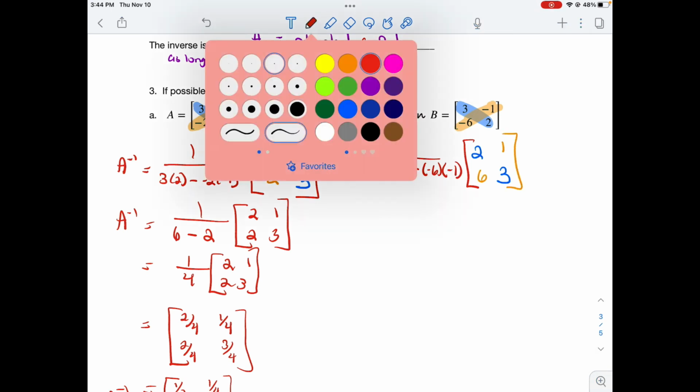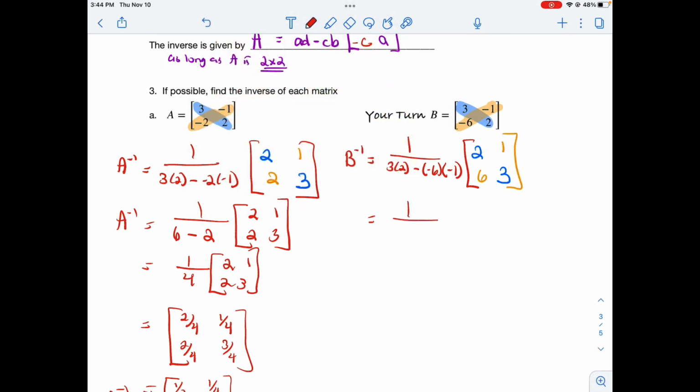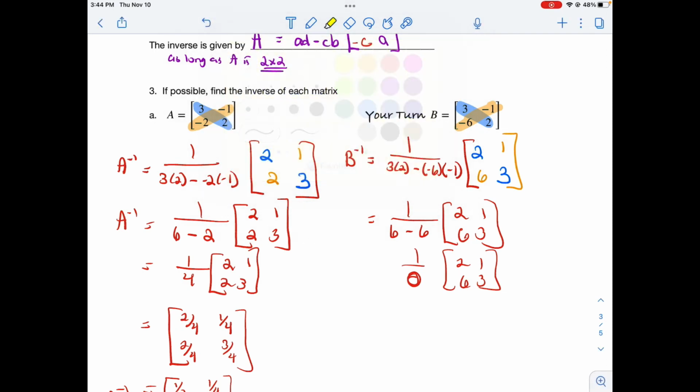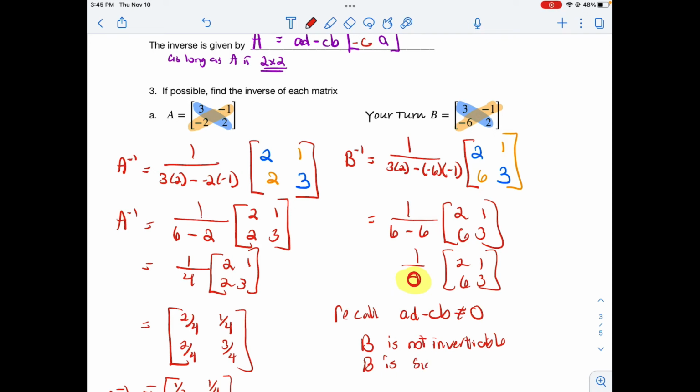Okay. Simplifying the fraction outside first, I end up with 6 minus 6. Well, 6 minus 6 is 0. When the product down minus the product up is 0, this matrix is not invertible, or it's singular. So it has no inverse. So you would write B is not invertible, or you would write B is singular, and you are done.